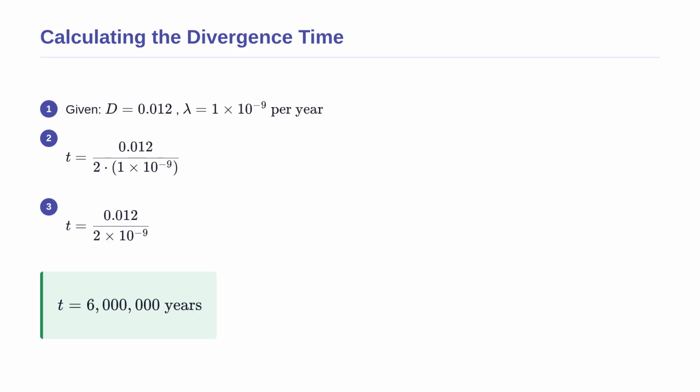In the denominator, we multiply the mutation rate by 2, giving us 2 times 10 to the power of -9. This is the combined rate at which the lineages grow apart. Dividing 0.012 by this combined rate gives a final answer of 6 million years. This physically means our common ancestor lived 6 million years ago, perfectly matching the fossil record.